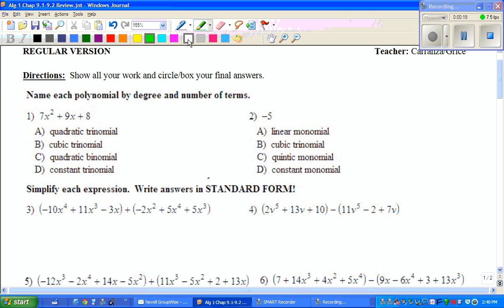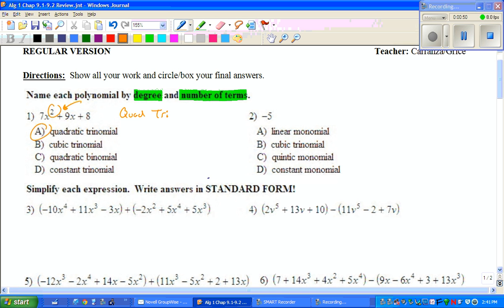Okay, problem number 1 says to name each polynomial by degree and number of terms. So when we are doing that, we look for the highest degree right there, and that tells me that it's a quadratic, and then I count the number. It's 1, 2, 3. There are 3 terms, which is a quadratic trinomial. Okay.